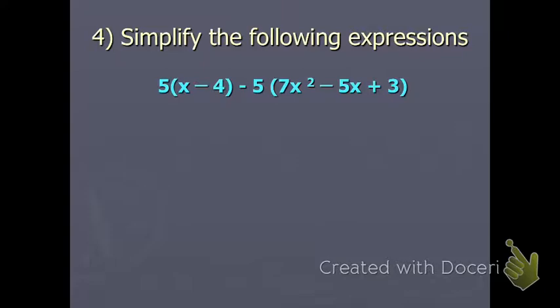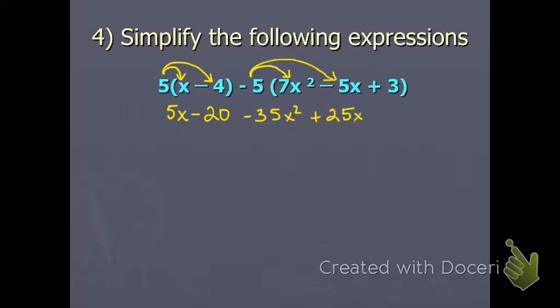Here we go. We're going to distribute our 5 to the x. And if you want to try this one, pause your computer right now and see if you can simplify this expression before I do it. Okay, now that you're back, let's see if you got it right. 5x minus 20 minus 35x squared plus 25x minus 15.